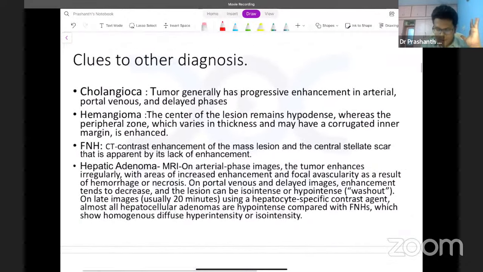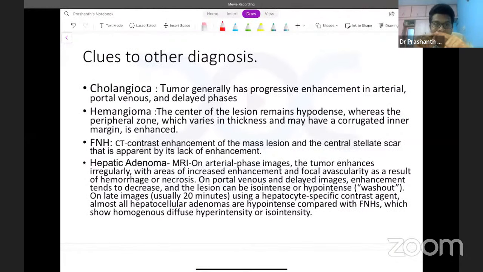Now, I just spoke about how it is for HCC, but sometimes you might have different diagnoses. So remember these keywords. If you're suspecting cholangiocarcinoma, one thing you have to know is there will be progressive enhancement in arterial, venous, and delayed phases. So slowly it starts getting enhanced. Of course, there may be other features. In cholangiocarcinoma, you have various types: intrahepatic, hilar, and distal. Intrahepatic can be again three more types: mass forming, periductal infiltrative, or intraductal. But what we more commonly see inside the liver is intrahepatic mass forming.